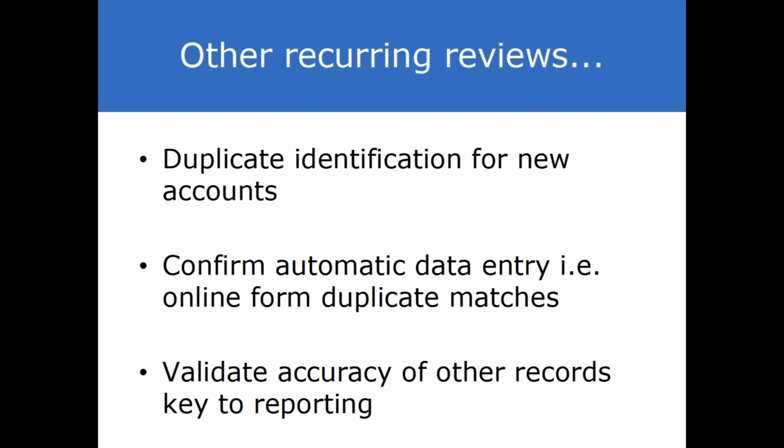You might also set up a process to confirm online form submission data matched correctly with existing accounts. This one is something you can do by reviewing the journal entry note that is added to an account's journal when online form data is matched to their account. And doing so will help you catch any incorrect or incomplete matches.